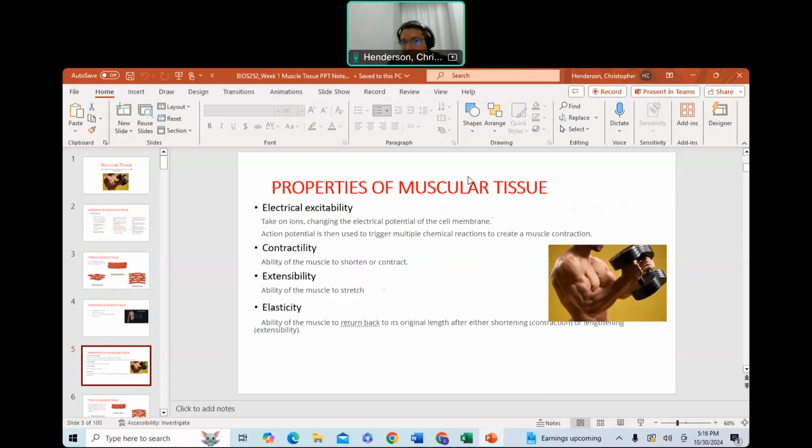Contractility. Contractility just means the ability to shorten. Epithelial tissue doesn't, connective tissue doesn't, neurons definitely don't. So these muscles, they can shorten. We're going to see that. That's the sliding filament theory that you have in your discussion.